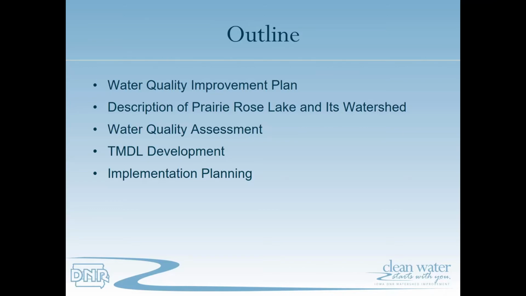We'll talk about some of the different values and different characteristics of the watershed. From there, we will talk about the actual water quality assessment and how that relates to water quality expectations for Prairie Rose Lake. After that, we will talk about the TMDL development, or how we get to that tipping point number, as Jeff so artfully described. And then we will talk about a suite of implementation planning techniques that we may be able to use to get our water quality in Prairie Rose Lake back to where we want it.